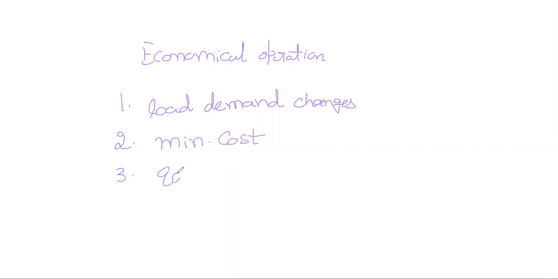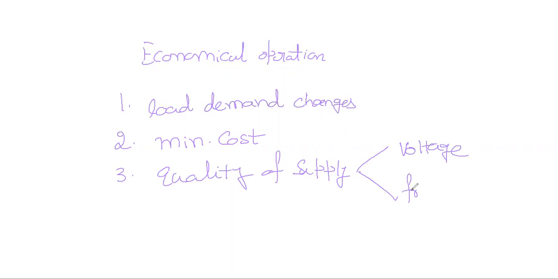The third requirement is the quality of supply. This quality means the system voltage and frequency should be maintained within the tolerable limits. Generally, for voltage, the tolerable limit is plus or minus 5%. For frequency, the tolerable limit is plus or minus 1%.